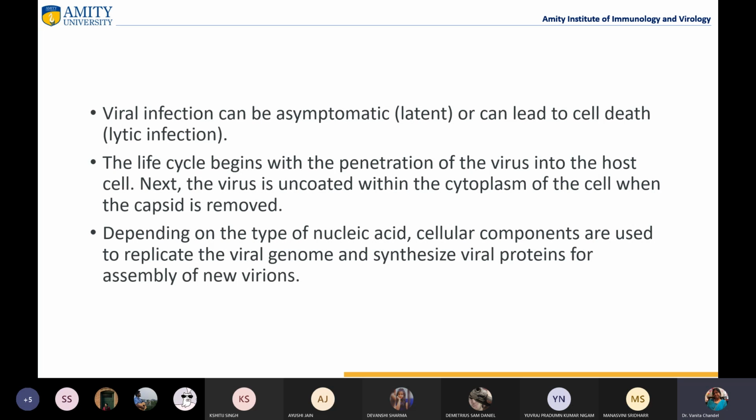For example, if we talk about viruses in stone fruits or pome fruits. Pome fruits are majorly the apple, and the stone fruits are plum, peach, and apricot. These all come under the category of stone fruits. They have a stony endocarp, right?